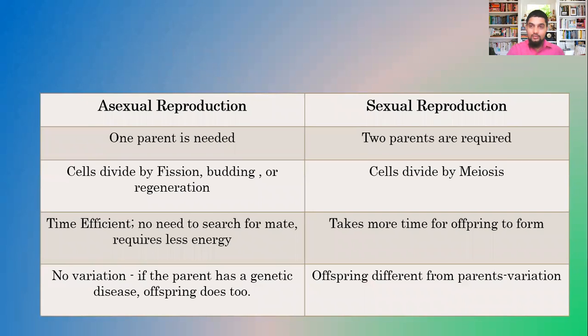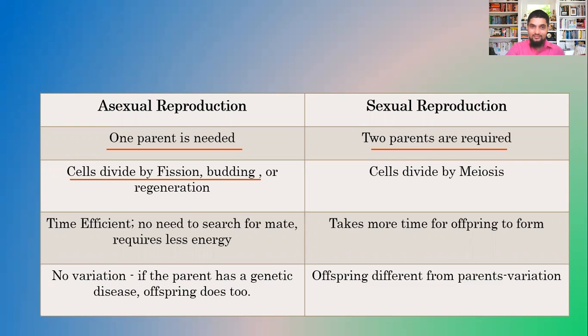So here's a short comparison between asexual reproduction and sexual reproduction. For asexual reproduction, one parent is needed, whereas in sexual reproduction, two parents are needed. In asexual reproduction, the cells divide by fission, or binary fission, meaning that you have one single cell, and that cell divides into two cells. And each of the cells that are now formed are identical to one another.